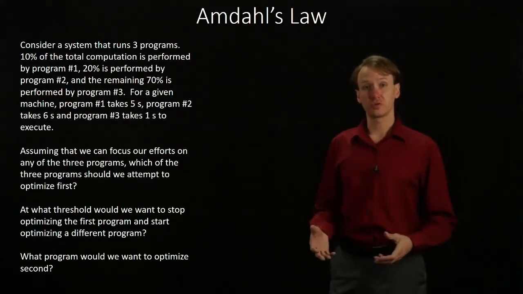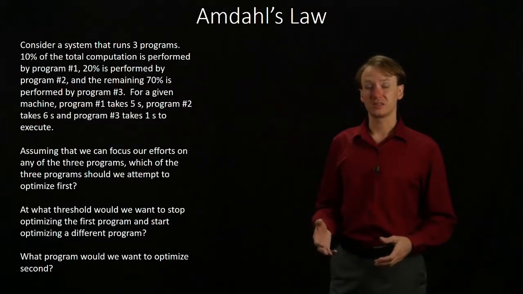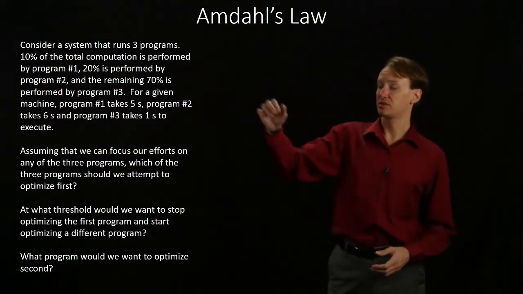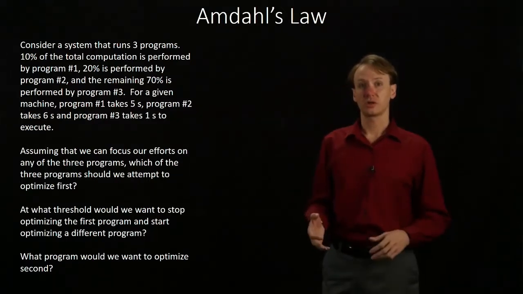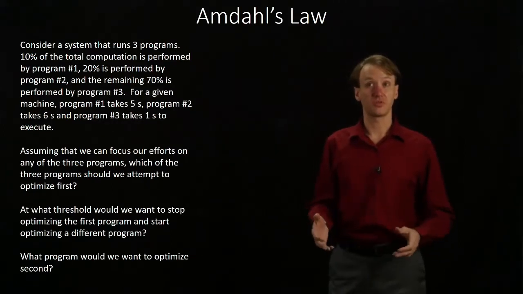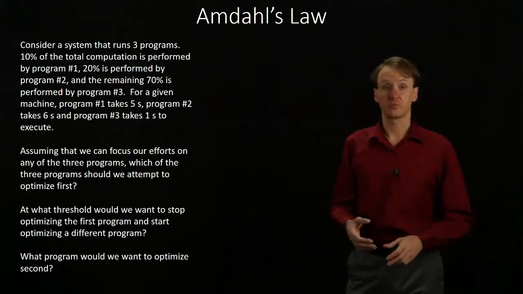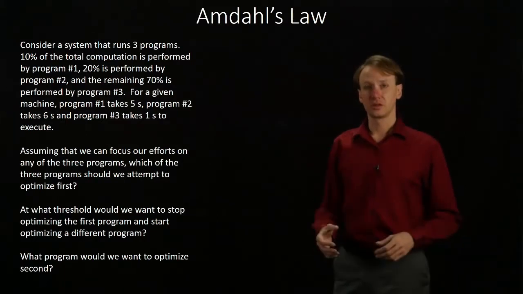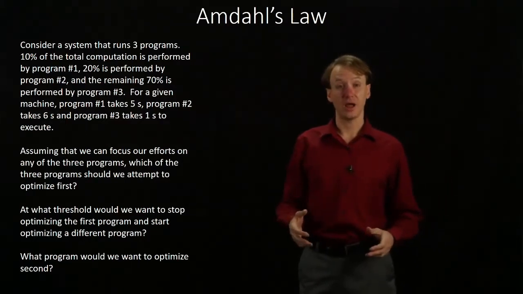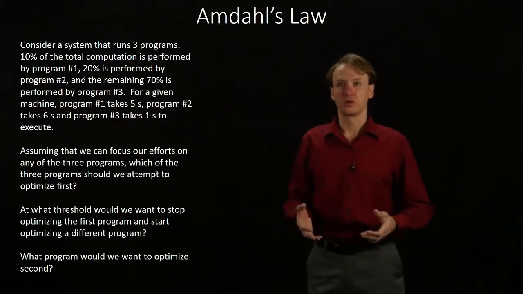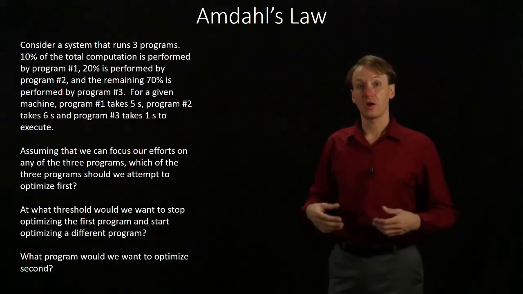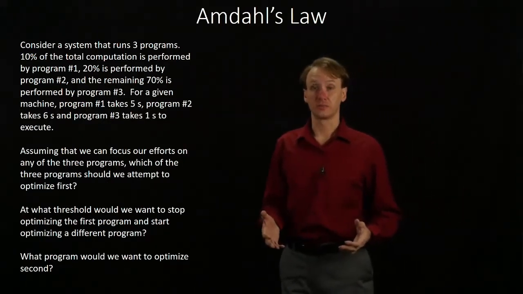So when we improve the performance of one of our programs, it's not actually going to affect the distribution that we've got. We're still going to have 10% of our total computation performed by program one, even if program one takes much less time. This should give us some insight into how optimization works, what kind of limits we get, and how Amdahl's law works into all of this.